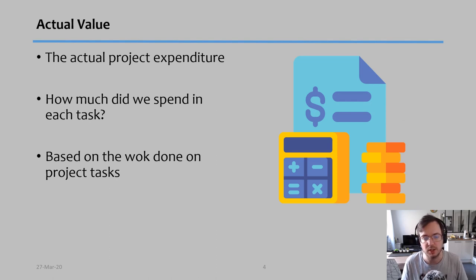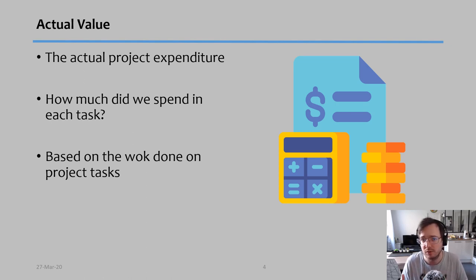The second definition I need you to know is actual value. Now, this is how much I actually spent. We have all been in the situation where we plan to spend a certain amount of money to buy something. For me, it's to go out and drink a beer, but I always end up spending a little bit more, or sometimes a lot more, than what I actually planned to spend. So actual value is the actual project expenditure. How much did I really spend?